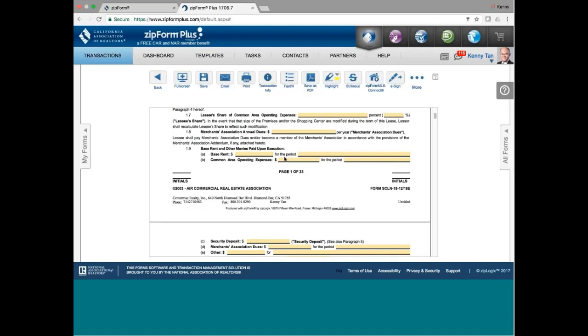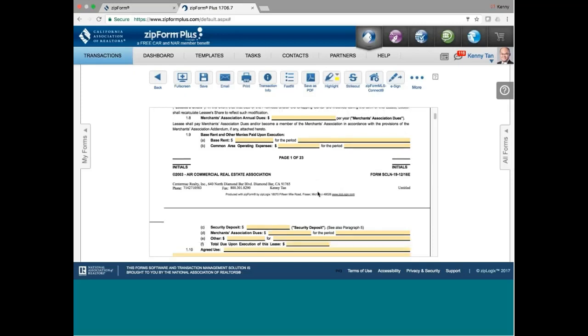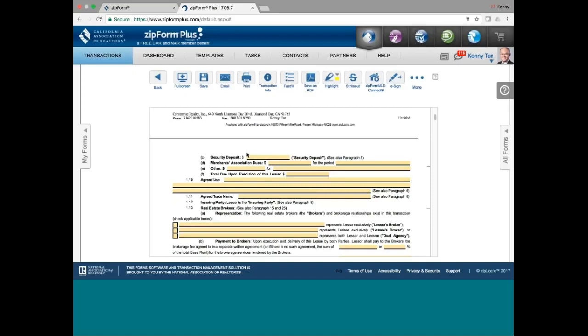Common area operating expenses, usually on the first payment check, you will include the common area operating expenses for certain use period. And you also have the security deposit, any applicable merchants association dues. All of these are added and become total due upon execution of this lease. This is the total of what's above. Okay? Got that? Oh, good.